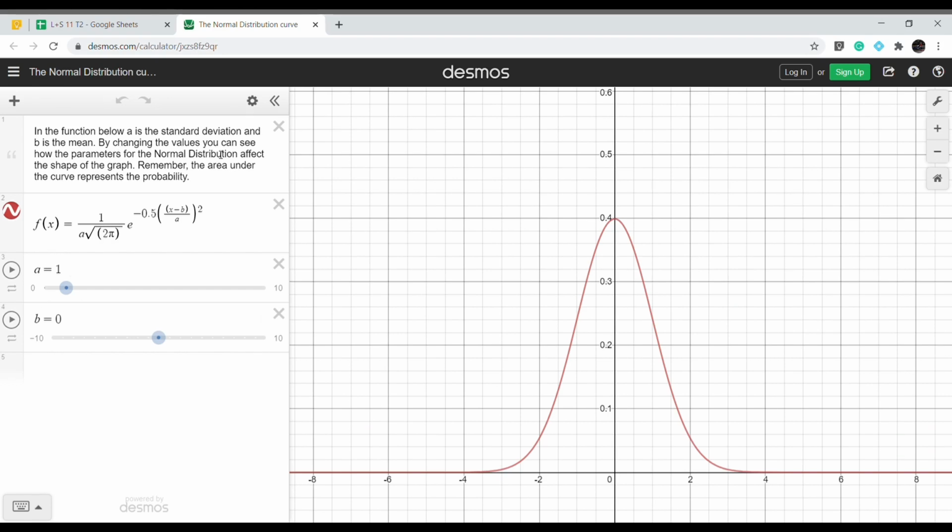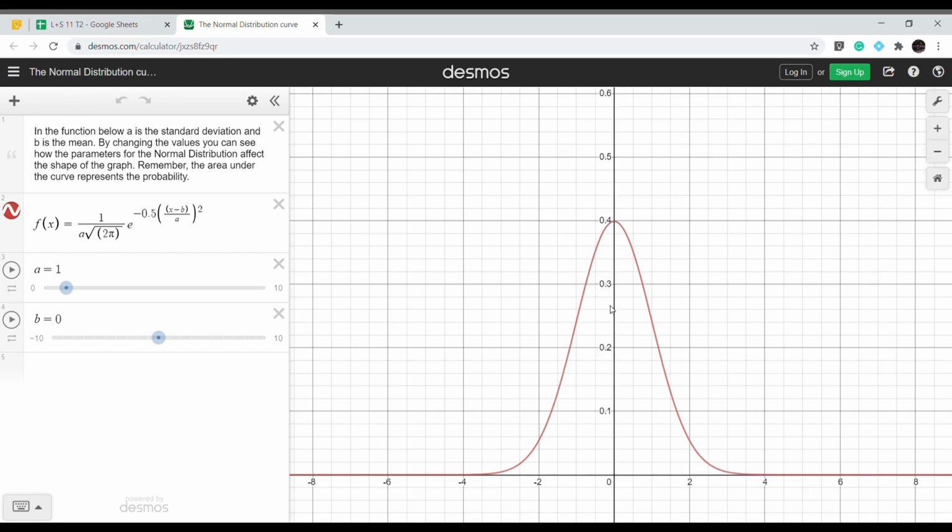By changing the values, you can see how the parameters for the normal distribution affect the shape of the graph. Remember, the area under the curve represents the probability. We're going to be seeing this in a second. But basically, if A is our standard deviation, we would see that if we increase the value of A, then this curve must become wider, right? And this top value should become lower, right?